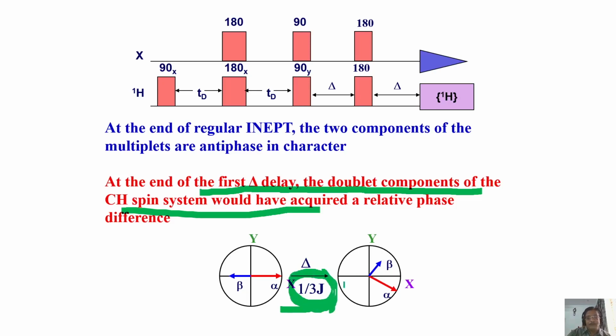When you put 1/3 J, what happens? If it is 1/4, it comes here; 1/2, it comes here. If 1/3 of the delay, somewhere here, the magnetization has moved away. They have acquired a phase difference. The two components, beta and alpha, started from here and moved like this. This started from here, it moved like this. After some time, you will see they would have acquired some phase difference.